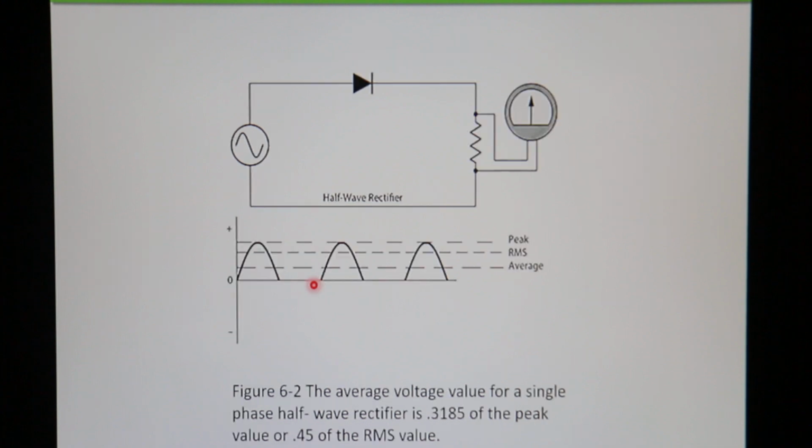Okay? Now back to this other term here, and it's called the average. And right here I have a note that says the average voltage of a single phase half wave rectifier is 0.3185 of the peak. So if I knew what the peak of that AC sine wave was, I could take that value times 0.3185, and it would give me this average DC value.